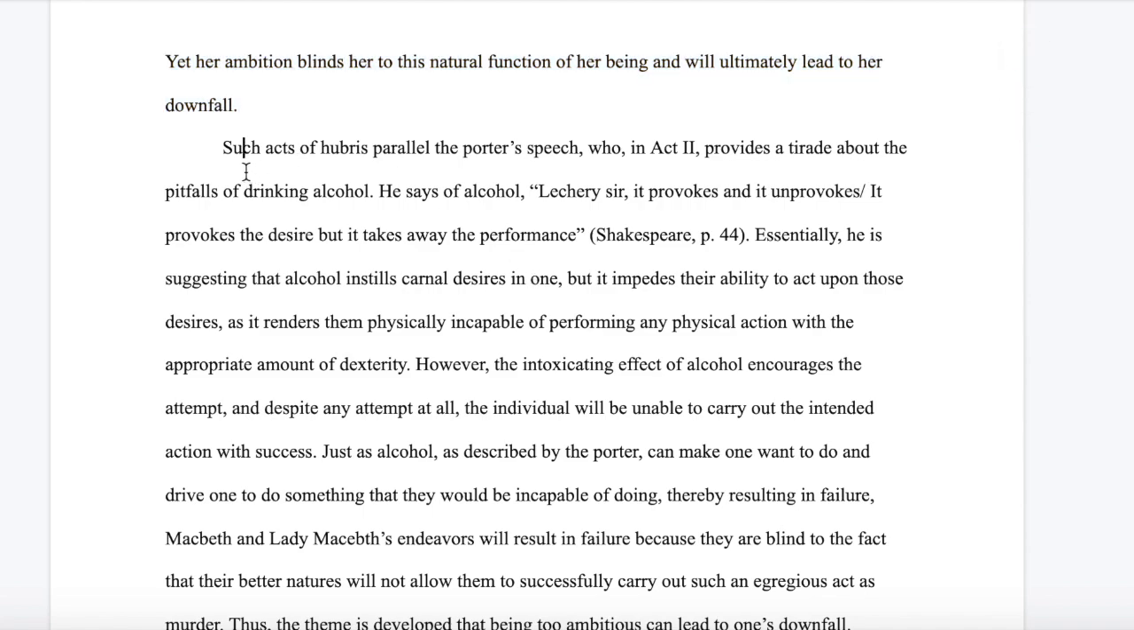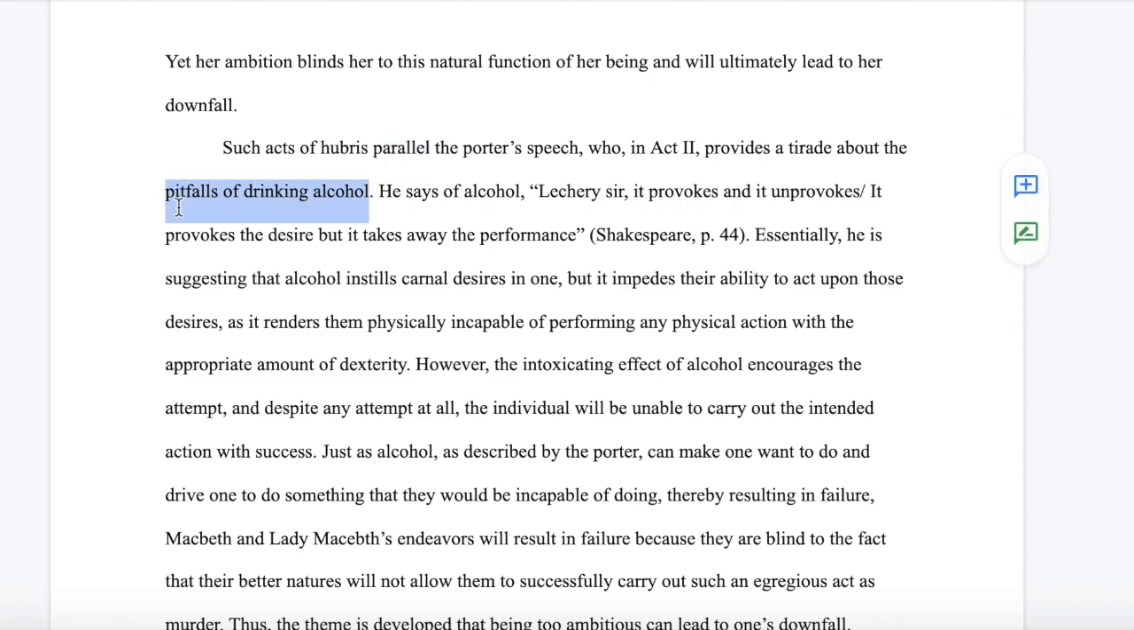Okay, then I go on to talk about the Porter's speech. And I have another subclaim, because now I'm addressing the part of my answer where I say that the Porter's speech works together with the conflict to develop this theme. And I say explicitly how: it parallels Macbeth and Lady Macbeth's conflicts. I provide some context for what the speech is, and it's about the pitfalls of drinking alcohol.